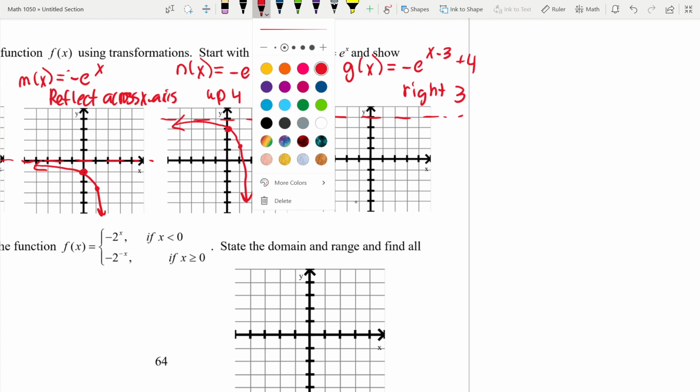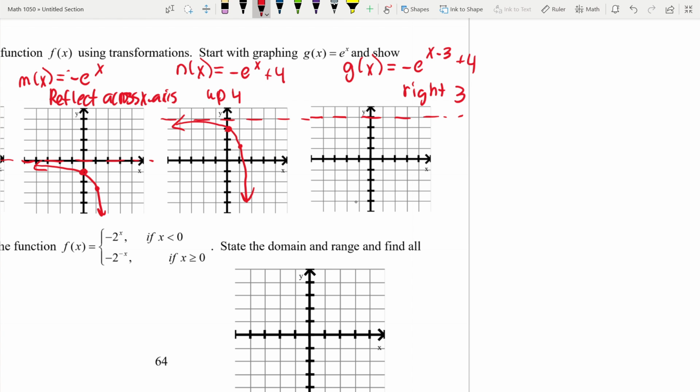And now I'm at 0, 3. And I'm going to go right 3. I'm at 1, a little bit up, which I think is a third, right 3, 1, 2, 3, there it is, curve it in, done. Okay?